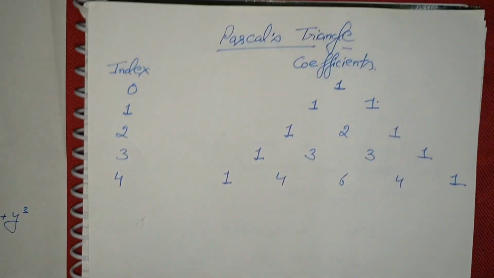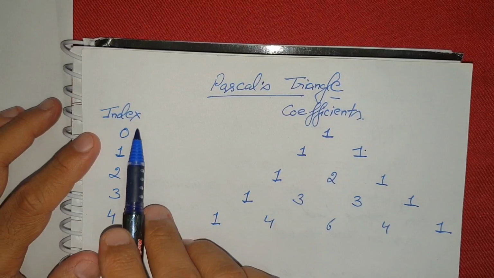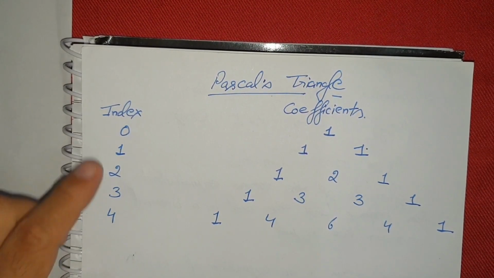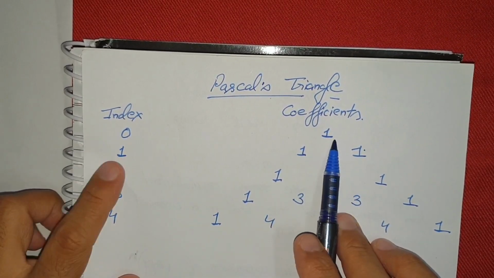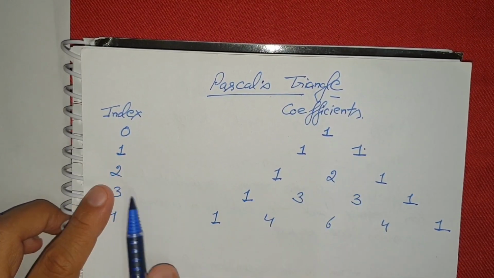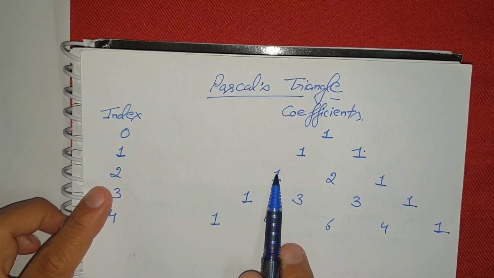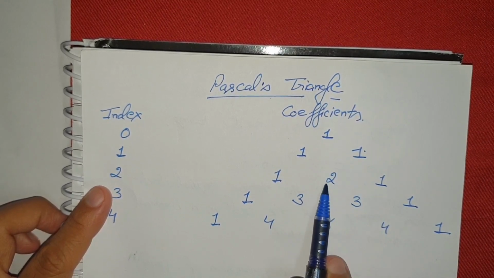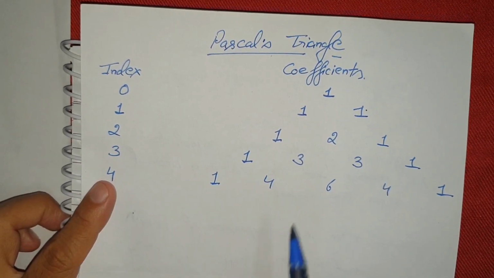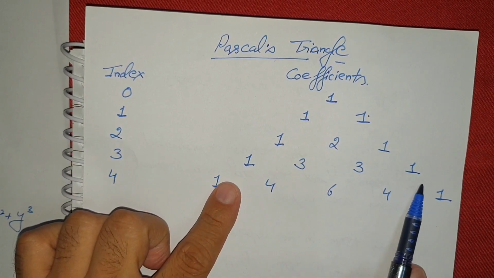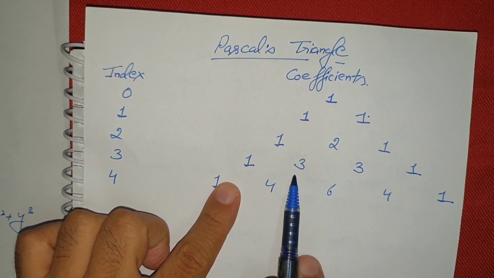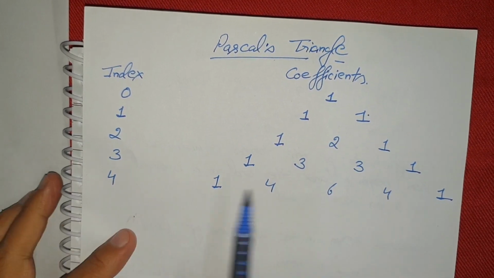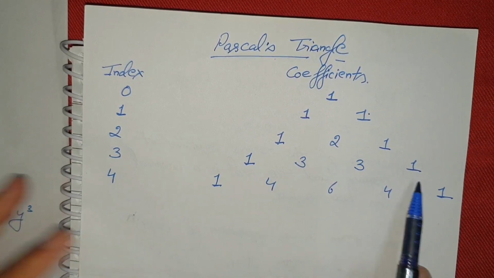Now see, this is a Pascal's triangle. Index means the power, like x plus y to the power 0, 1, 2, 3 and 4. If it is 0, the coefficient is 1. For 1 it is 1, 1. For 2, we write the first term as 1, last term as 1 and the middle term is obtained by adding these two, 1 plus 1, 2. Similarly for 3, the first term and the last term is 1, 1. This term is obtained by adding 1 plus 2, 3, 2 plus 1, 3, 1. So coefficient is 1, 3, 3, 1.